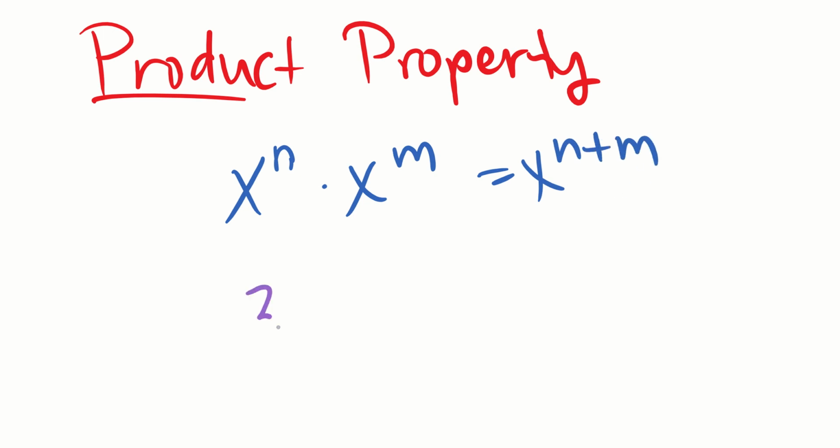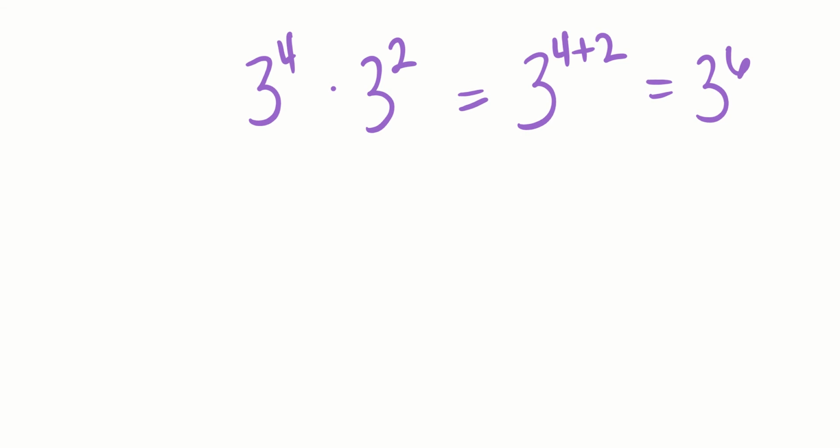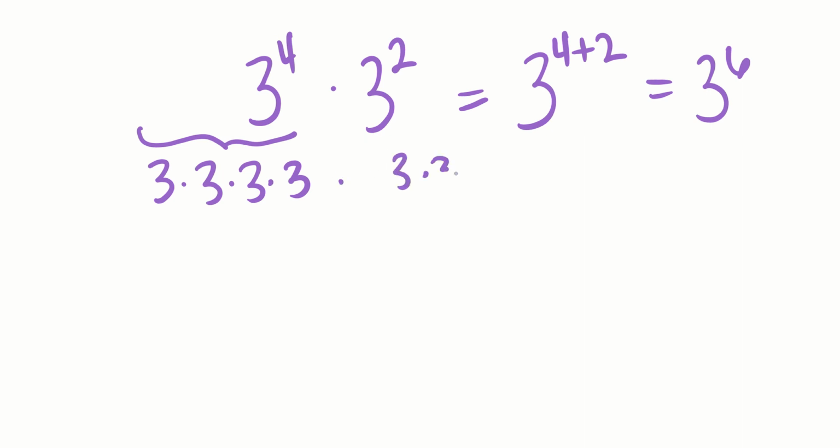Numerical example, we'll do 3 to the 4th times 3 squared. That is, I'm going to add the 4 and the 2 to get 3 to the 6th. So the reason for that is, if we expand it, 3 times 3 times 3 times 3 times 3, there's a total of 6 3's. So 3 to the 6th. Adding the exponents is kind of the shortcut.